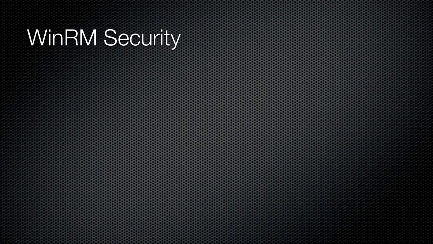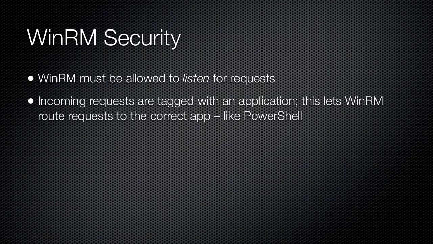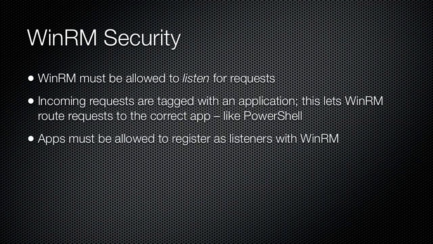For security purposes, WinRM is disabled by default and must be enabled. It can be enabled locally on a single computer or can be enabled and configured by means of a group policy object, GPO. Once enabled, WinRM must be configured to allow applications like Windows PowerShell to register to listen for incoming connections. Also, your local firewall needs to allow the proper traffic on the specified port.